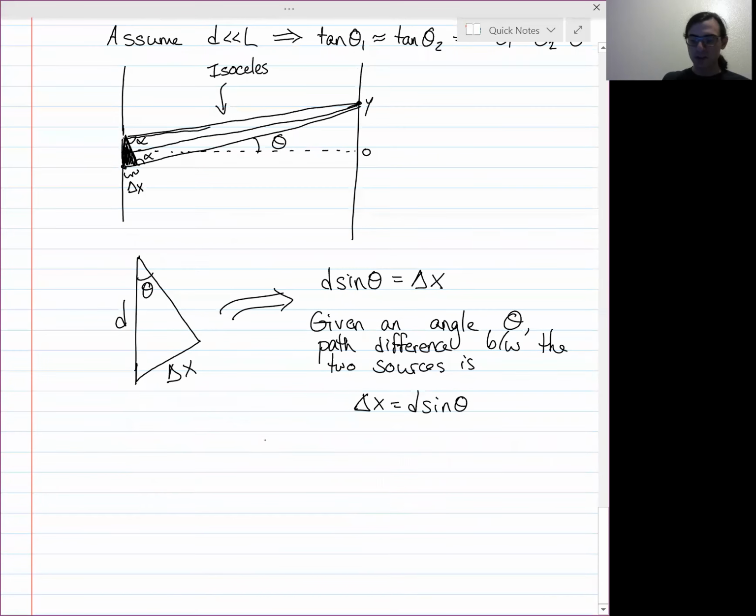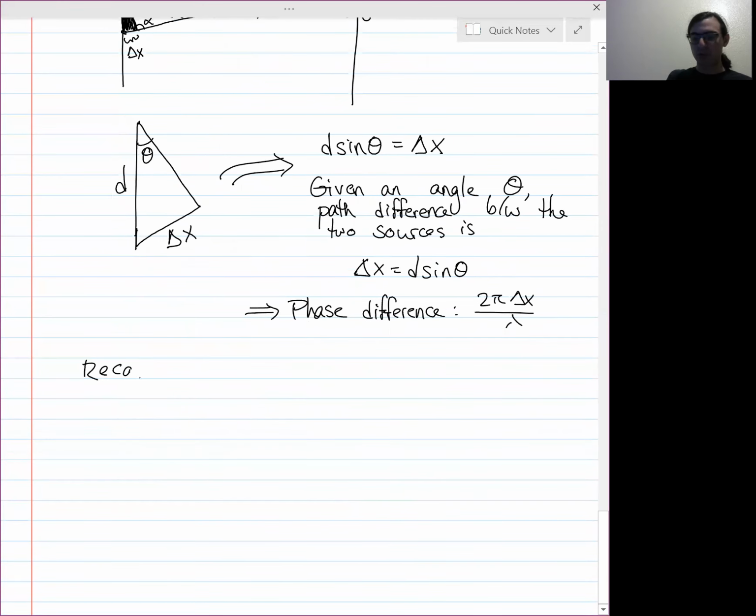So that means that the phase difference, remember that the phase difference, if they are in phase and they were turned on at the same time, which is usually just 2 pi delta x over lambda, we now can plug in d sine theta for delta x. Now, I know that this is pretty math heavy, but it's important to get to the results. This is the first big math calculation that we do to derive something. But remember, physics is about using math to understand the world.